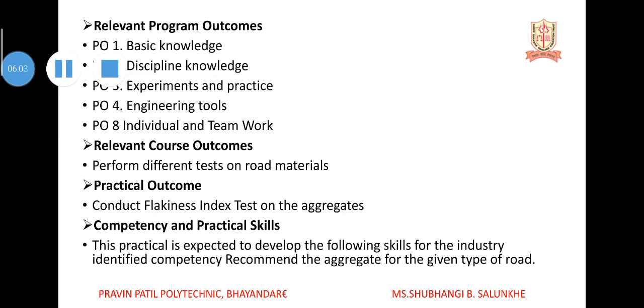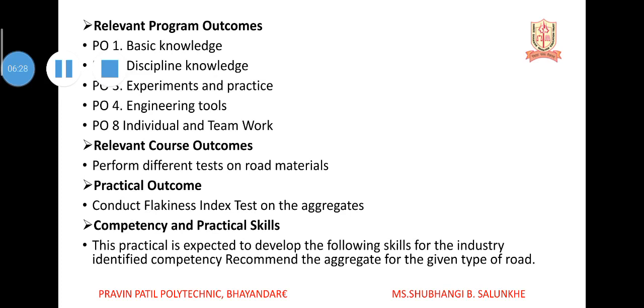Then the relevant course outcome. What is the relevant course outcome? Perform the different tests on road material. And the practical outcome is conducting a flakiness index test on aggregate. What is flakiness? Flakiness means what the size of the aggregate is with respect to the width of an aggregate. We have to consider here the width of the aggregate.